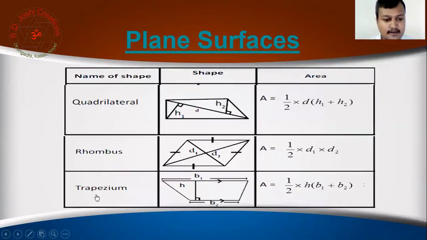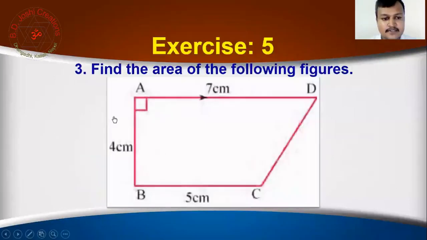Look at this figure. Area of trapezium is equal to 1 by 2 h times (b1 plus b2). H is the distance between parallels, and b1 plus b2 means the sum of the lengths of the parallel sides. By using this formula, we can easily find out the area of the trapezium given in question number 3 here.